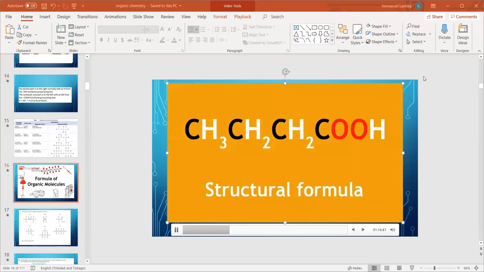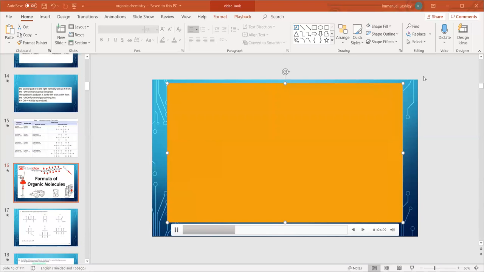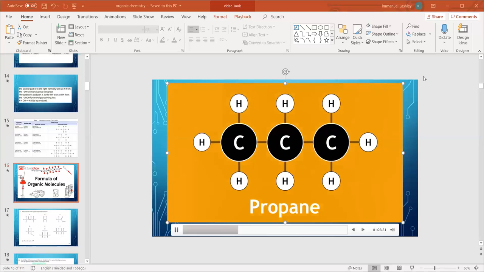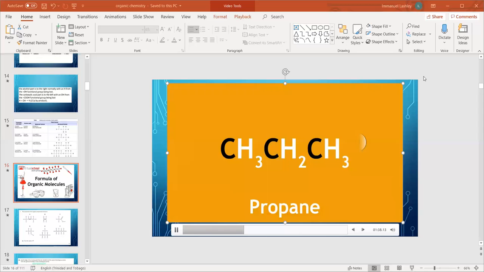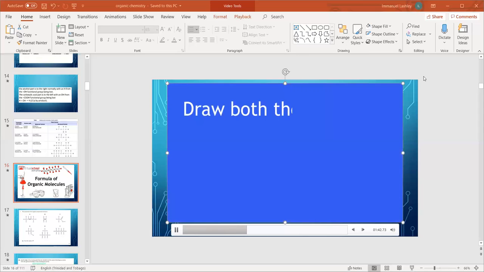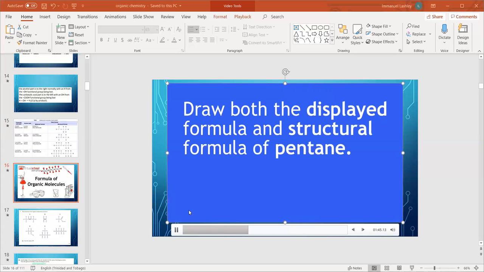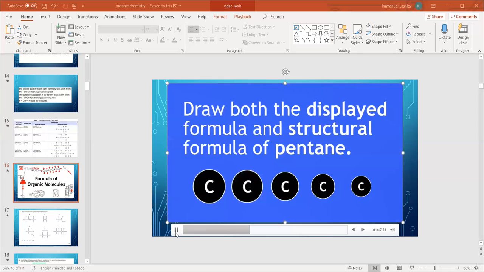Structural formula is often used when writing equations, but the formula doesn't mean that it's always clear what arrangement the bonds are in. Here is another example. First, the displayed formula of propane. If we then take out the lines representing the covalent bonds and group our atoms together in the order they are arranged, we make the structural formula of propane. Pause the video now and try and draw both the displayed formula and structural formula of pentane, which has 5 carbon atoms.